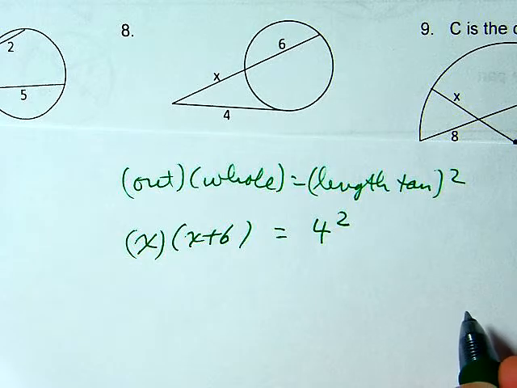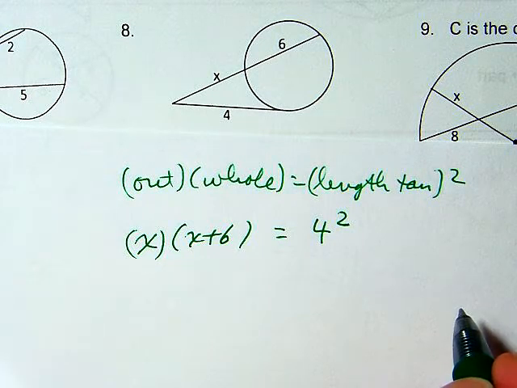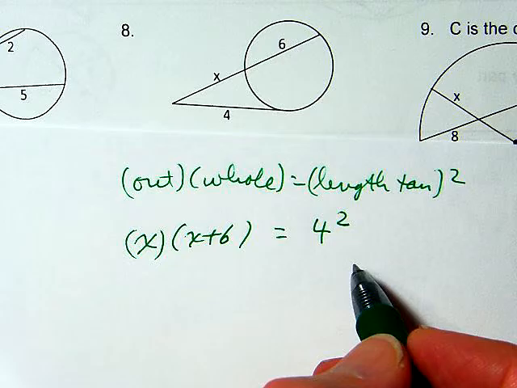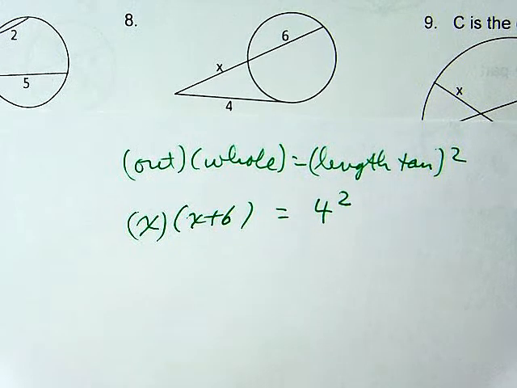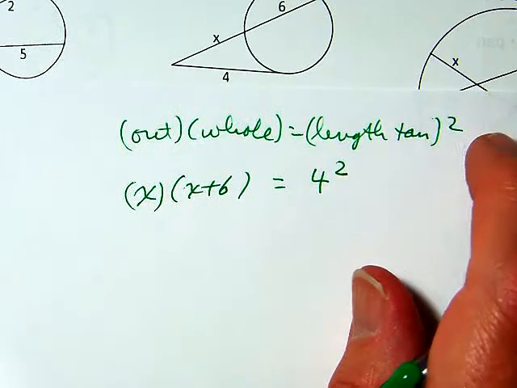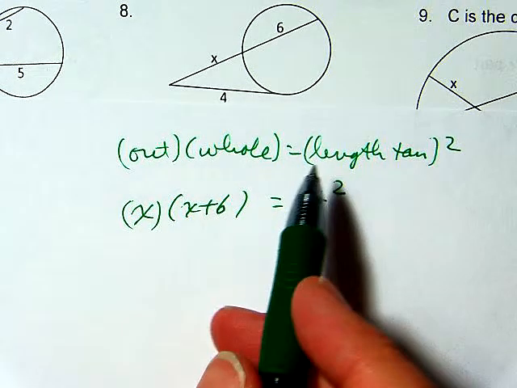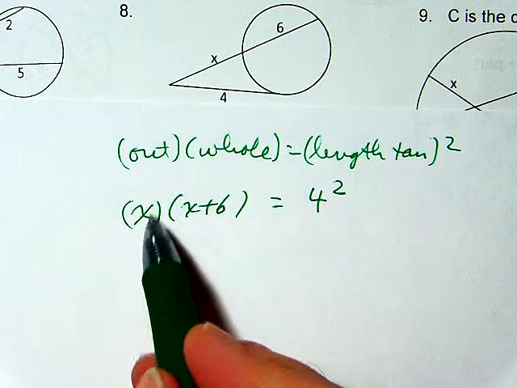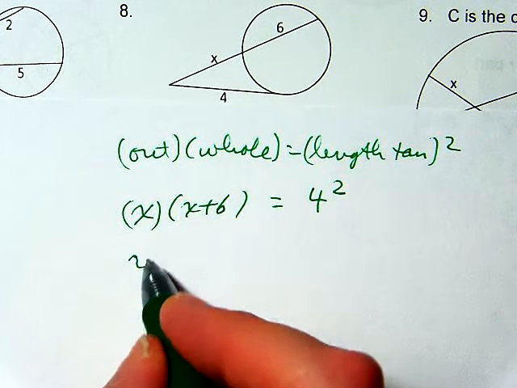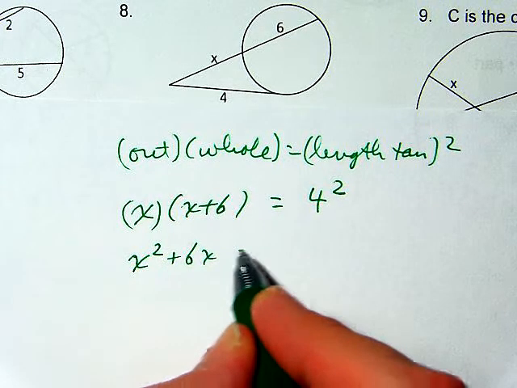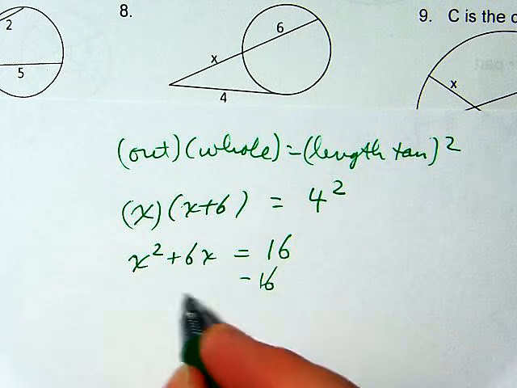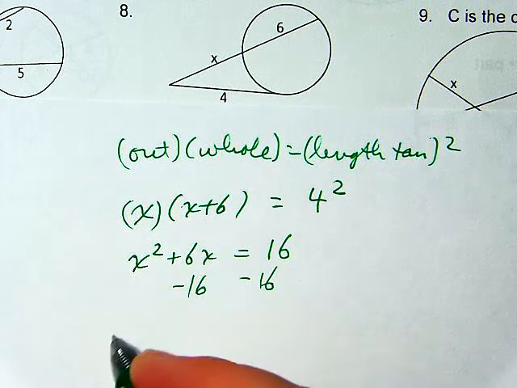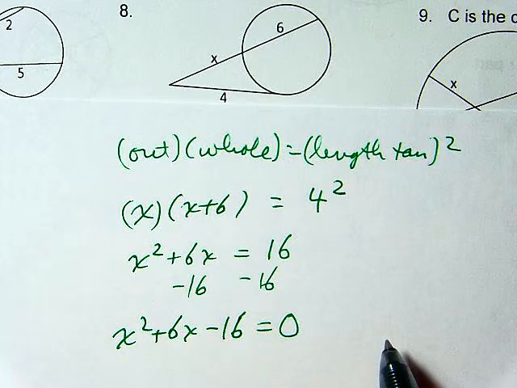Okay, so just like the other problem, we're going to end up with a quadratic situation. So let's go ahead, multiply things out, get to the quadratic formula, and then figure out how we're going to solve it. So we distribute x over x plus 6, giving us x squared plus 6x equals 16. And then we get it into standard form by subtracting 16 from both sides, giving us x squared plus 6x minus 16 equals 0.